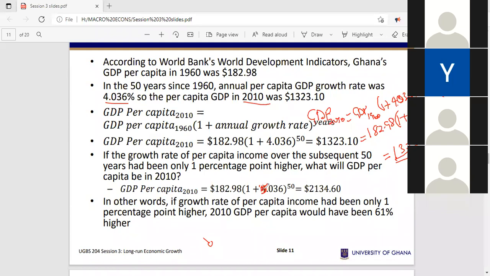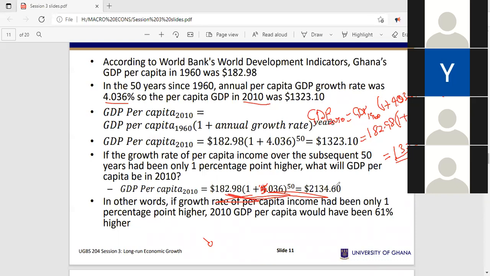The 5 here is 4 in your slides, but it's a typo. Just type the same amount here, 182.98 plus 5.036% raised to the power 50. You should get something like this. Yes, I got it. Okay, any other confirmation before we proceed? I got it. So what does this mean? This basically means that growth is important.